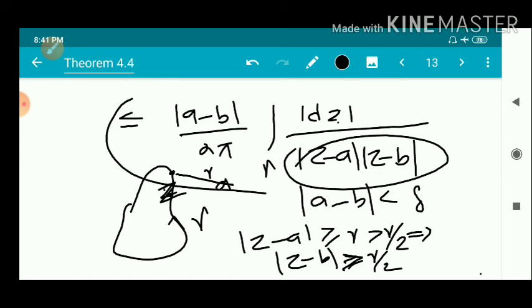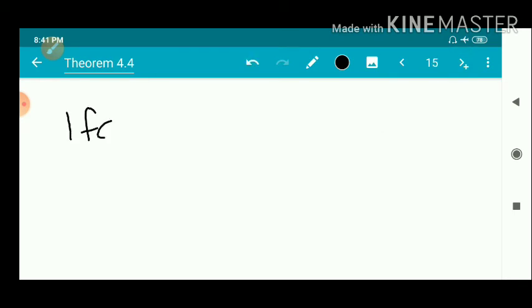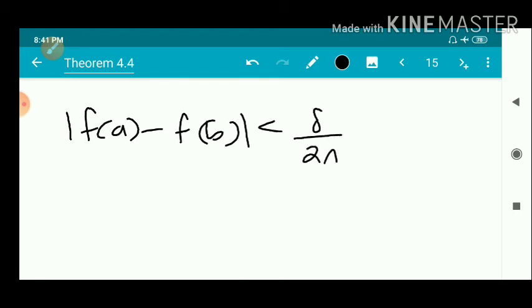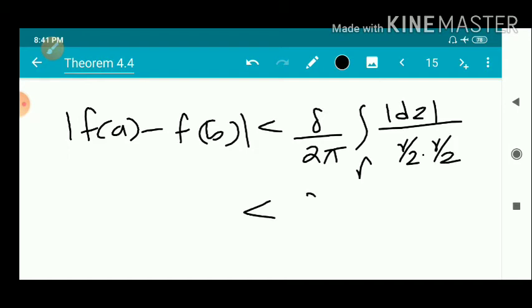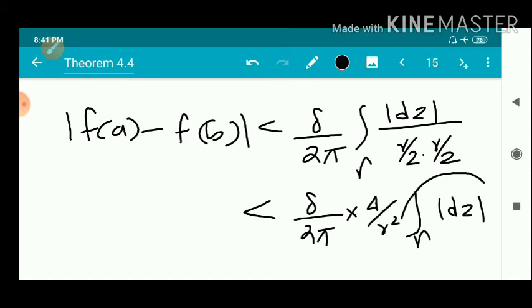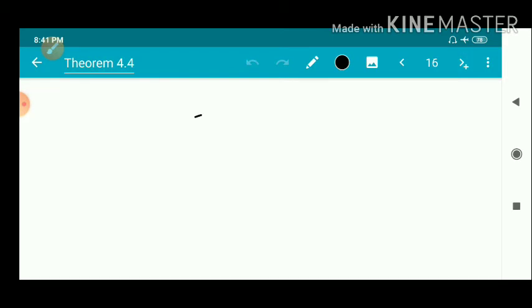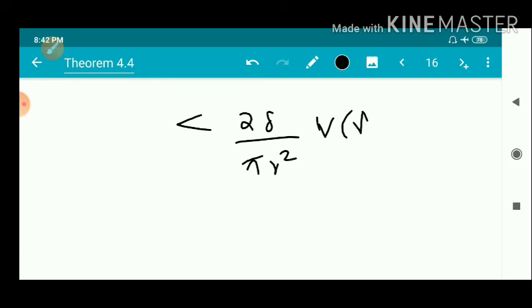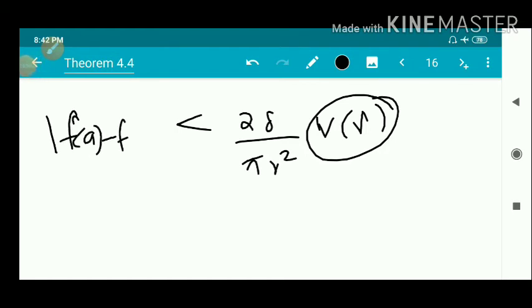So by substituting these, on the left side, modulus of f of a minus f of b is less than mod a minus b, that means delta by 2 pi integral over gamma mod dz divided by r by 2 into r by 2, that is less than delta by 2 pi into 4 by r square integral over gamma mod dz. Integral over gamma mod dz is the length of gamma, that is v of gamma, that is 2 delta divided by pi r square into v of gamma. And since gamma is rectifiable, this v of gamma is a finite number. So modulus of f of a minus f of b is less than 2 delta divided by pi r square into v of gamma.